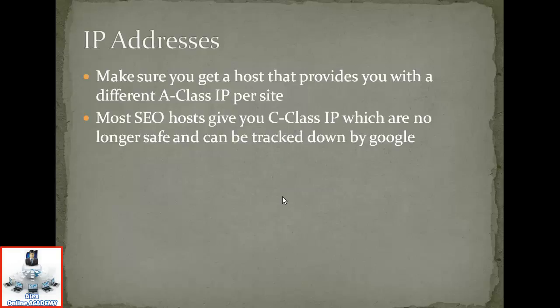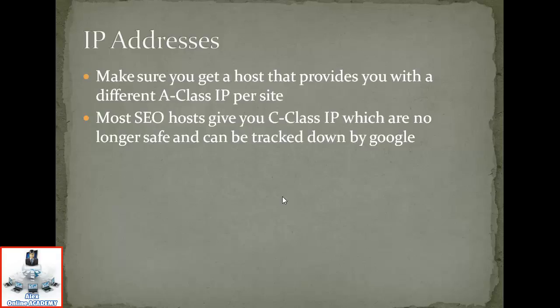So first of all, IP addresses. The main thing I look for in hosting companies is what kind of IP addresses they provide. Many people in the past were using something called C-class IP addresses, and this is not as safe as it used to be, and I stay away from C-class at all costs. I'll show you an example of C-class and A-class IP addresses in the next slide, just in case you're not that technical. But when it comes down to it, always get A-class.